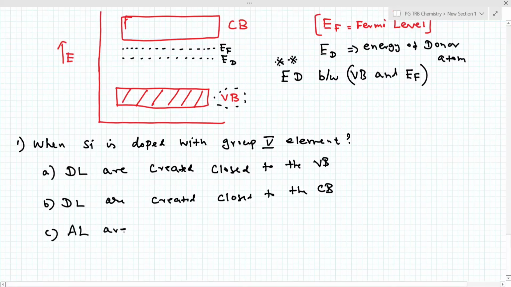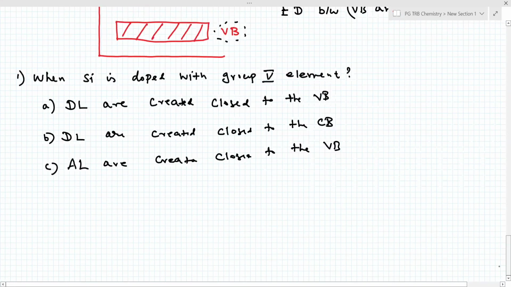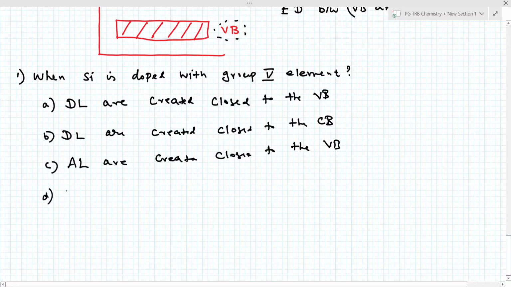Acceptor levels are created close to the valence band. Option D, same: acceptor levels are created close to the conduction band. In the options, the answer is correct, 100%. In the two options, 200% wrong.